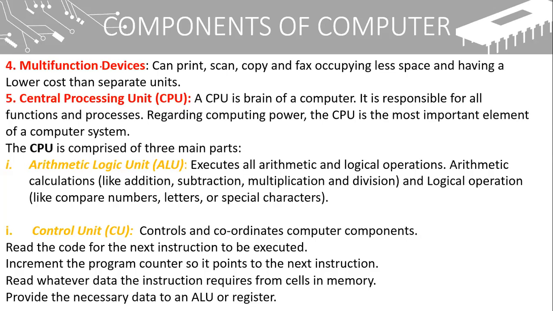We also have what you know as the central processing unit, the CPU. A CPU is the brain of the computer. It is responsible for all functions and processes. Regarding computer power, the CPU is the most important element of a computer system. The CPU is comprised of 3 main parts.